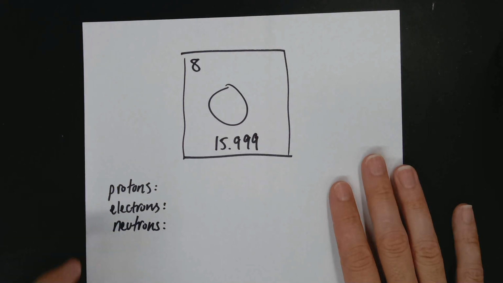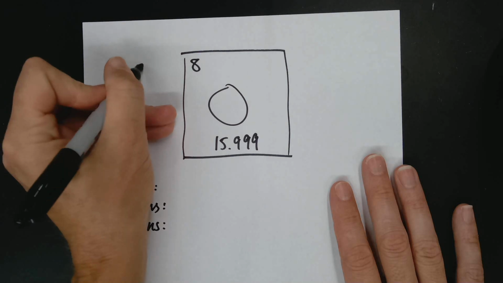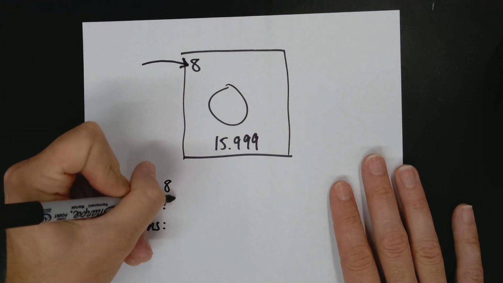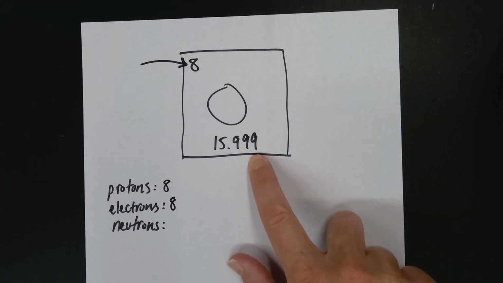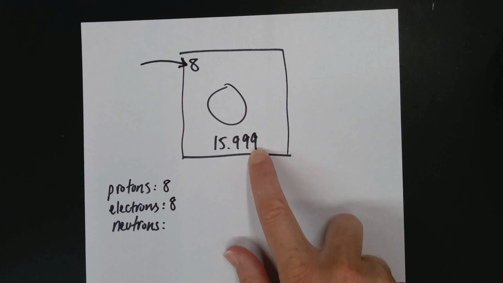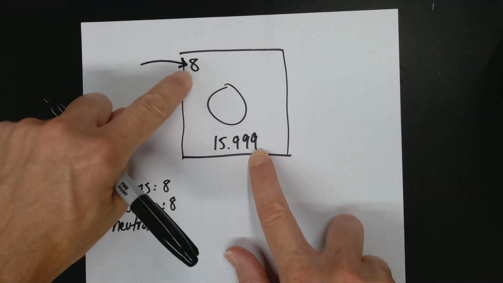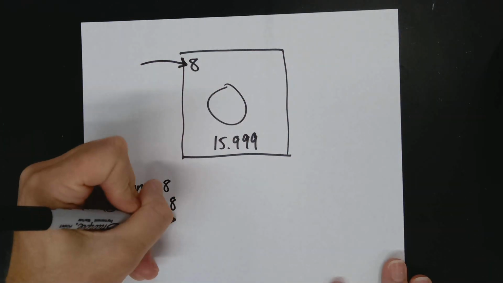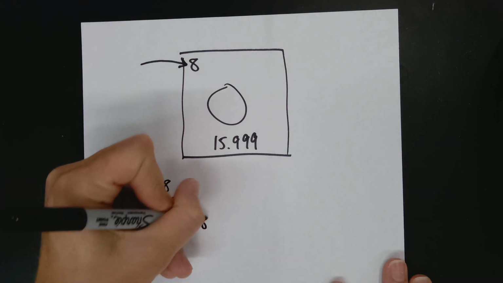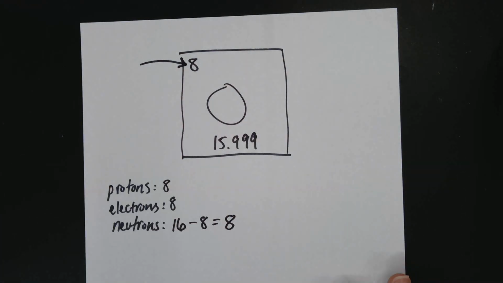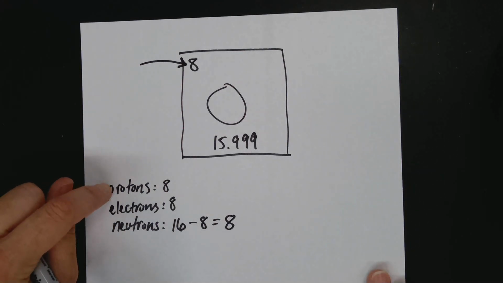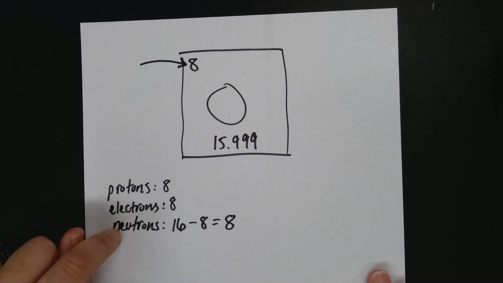Now, the easiest thing to answer is protons and electrons. Remember, the atomic number up here tells us how many protons and electrons an oxygen atom has, so that's 8. To find the number of neutrons, remember we take the atomic mass minus the atomic number, and we're going to round this to the nearest whole number. So that's going to be 16 minus 8, which is 8. It's that easy. So an oxygen atom has 8 protons, 8 electrons, and 8 neutrons.